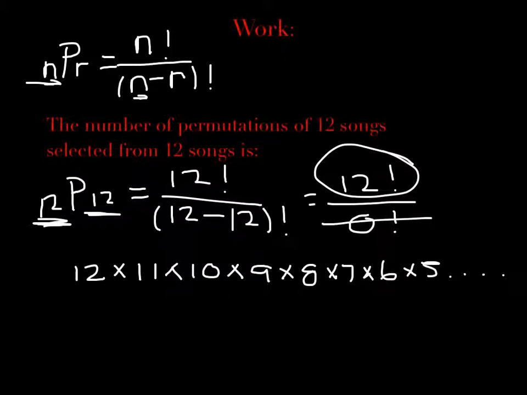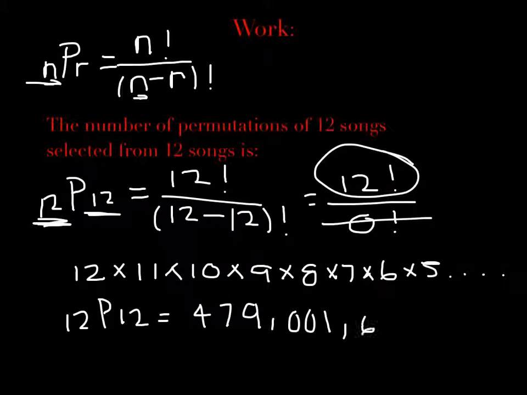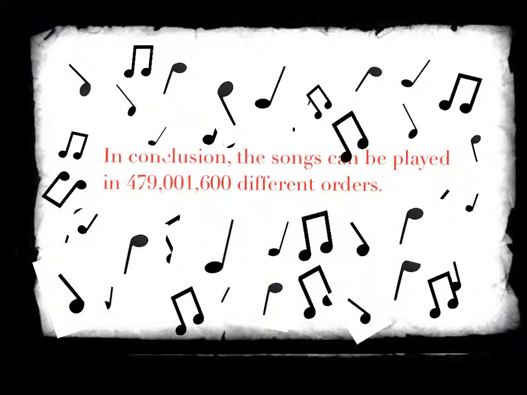So after multiplying that big old number, I came to find that 12 P 12 is equal to 479,001,600. So in conclusion, the songs can be played in 479,001,600 different orders.